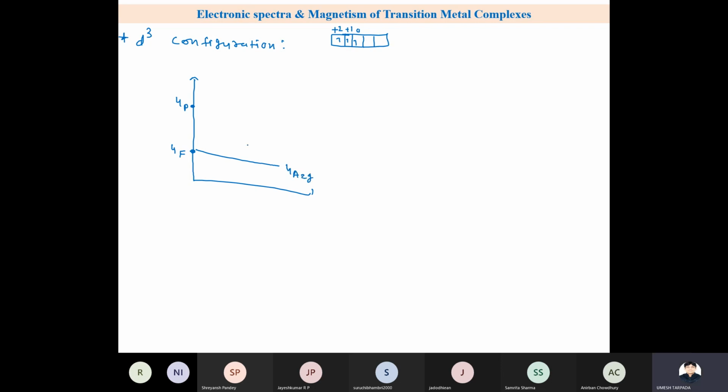A2 term is the ground term in D3 and D8. What is the next term? Quartet T2G, and then quartet T1G, and here is a quartet. How many transitions are there?